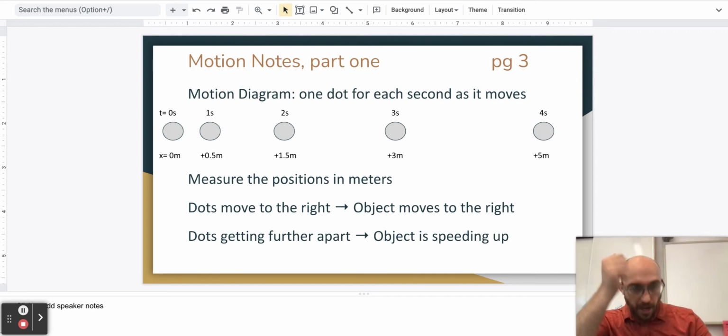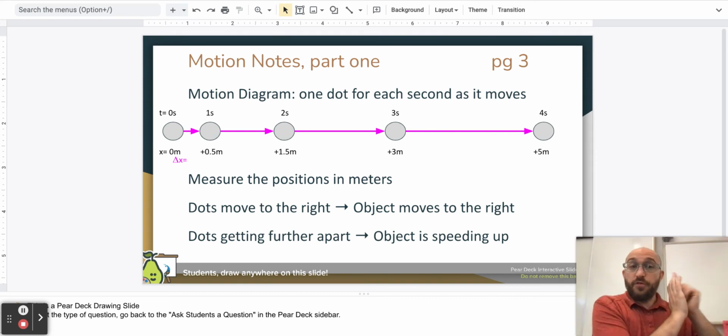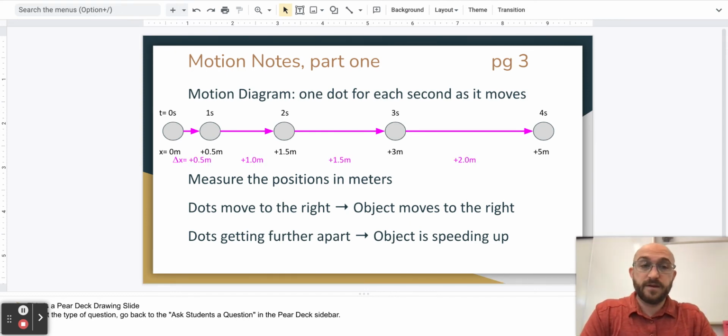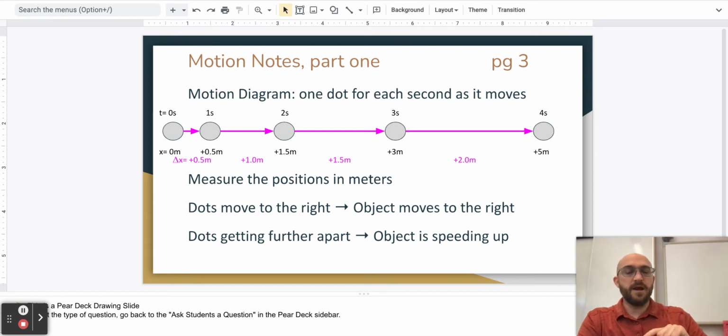All right, now we can find displacements. Bam! So if we measure between second 0 and second 1, we can get a displacement. From second 1 to second 2, we can get a displacement. 2 to 3, 3 to 4. We can see that the displacements are also changing. The displacement was positive 0.5 meters, but then it went up to positive 1. Then it went up to positive 1.5, and then up to positive 2. Interesting.